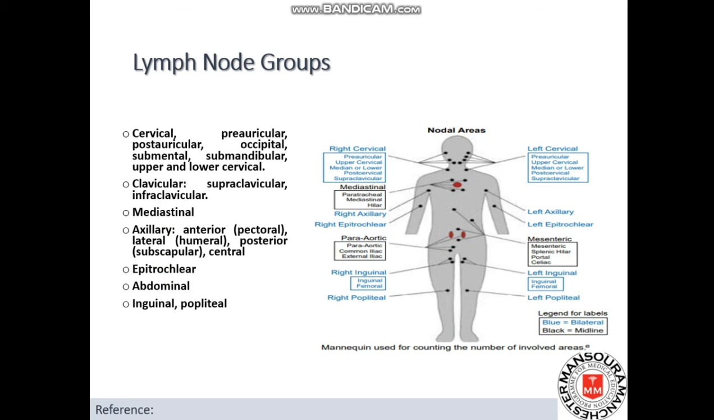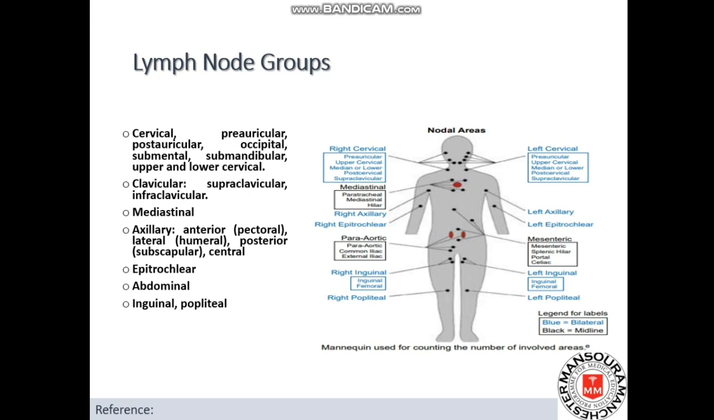This diagram showing lymph node group, you must know, and you must know how to examine this lymph node group in clinical training, inshallah. It is divided into cervical group and clavicular group and mediastinal group, axillary group, epitrochlear and abdominal and inguinal and popliteal. Cervical group, right and left: periauricular, postauricular, occipital, submental, submandibular, upper and lower cervical. Clavicular group, also right and left: supraclavicular group and infraclavicular group. Mediastinal group, only it is mediastinal, not right or left.